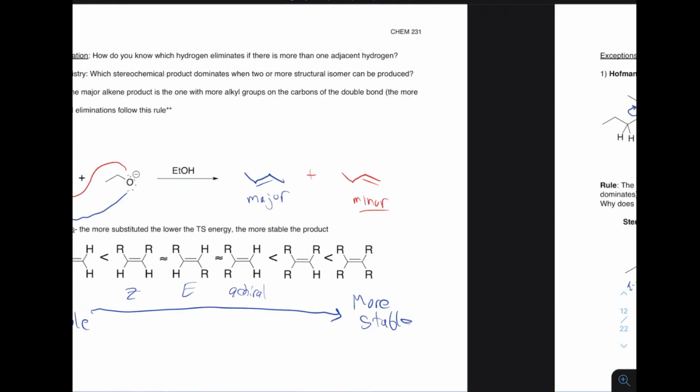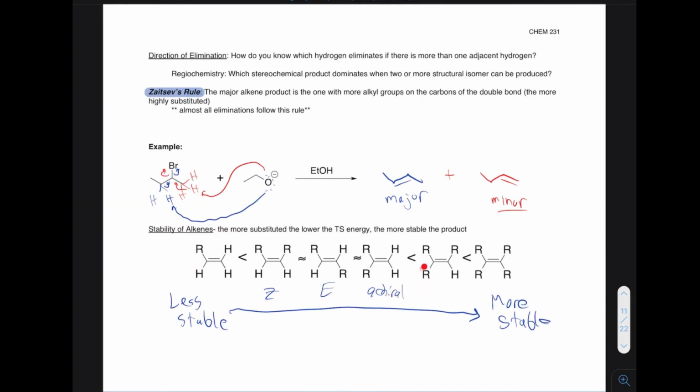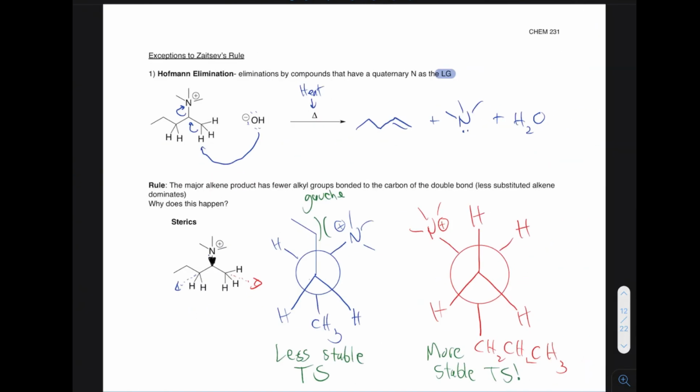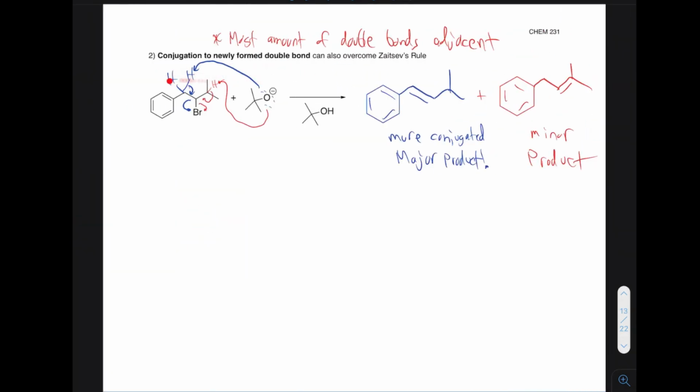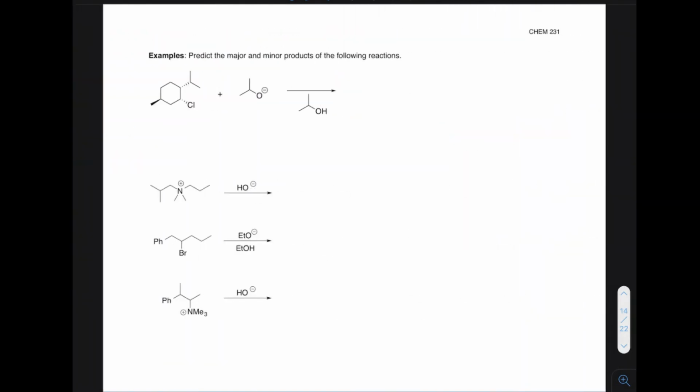But in general, with Zaitsev's rule, we're pretty much always going to follow this for elimination reactions, where the more substituted alkene is the one that forms. So just be on the lookout for these exceptions: the Hofmann elimination and conjugation to previously existing double bonds. So in lecture, what we'll do is go over some examples of the different things we've talked about, where we'll go over the major and minor products of the following reactions.